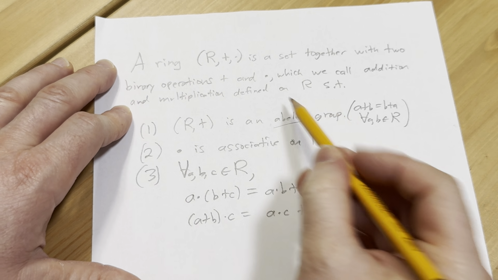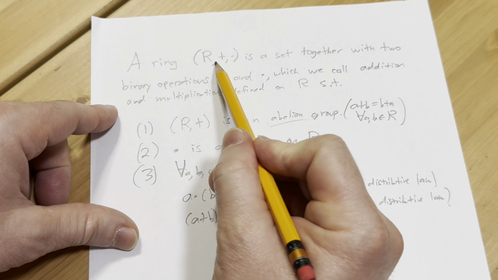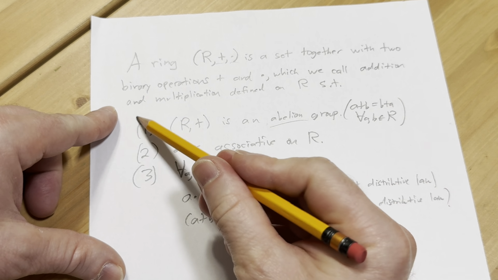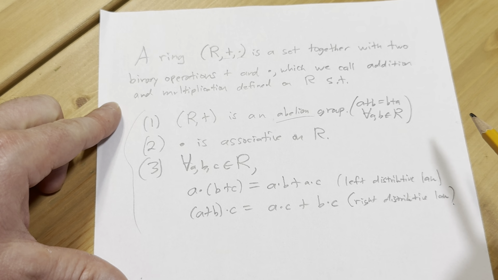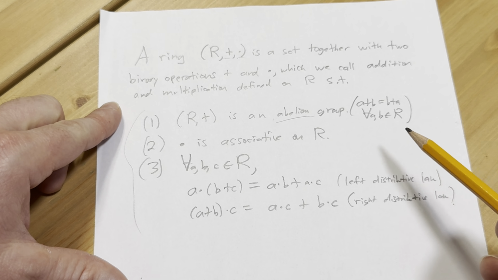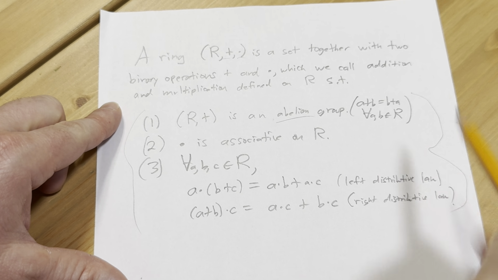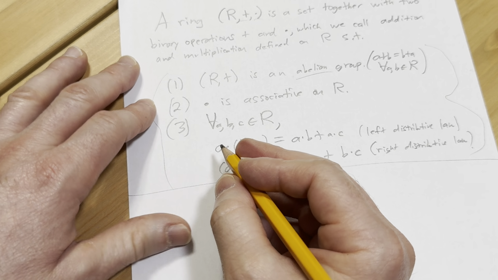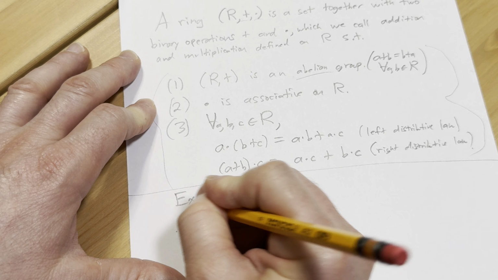So if you have a set with two binary operations, one which is called addition, one which is called multiplication, and you have these three conditions, then you have what is called a ring. Okay, pretty cool. So common examples of a ring. Let's look at an example here.